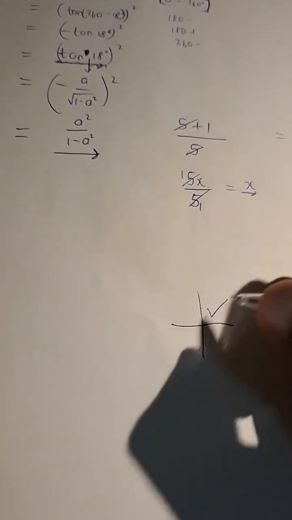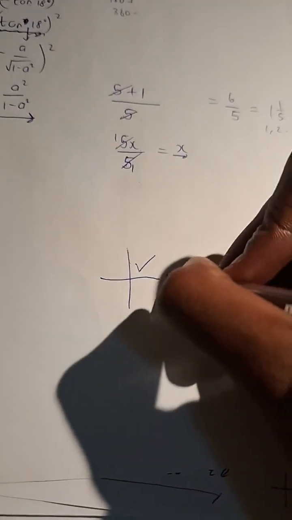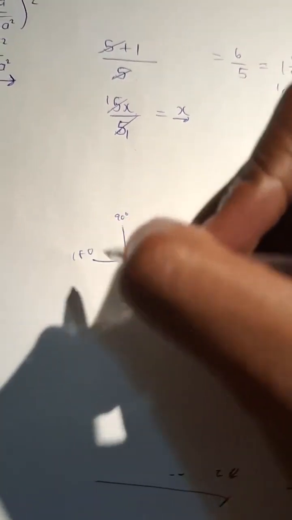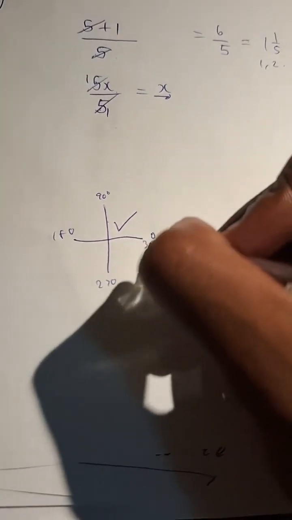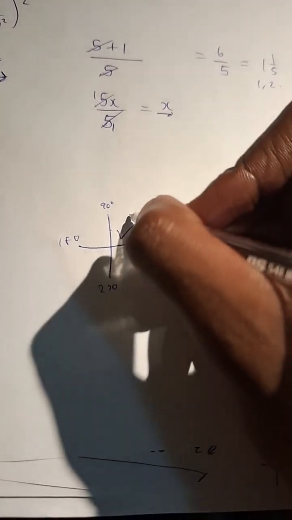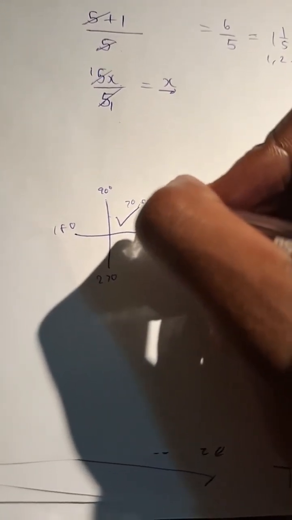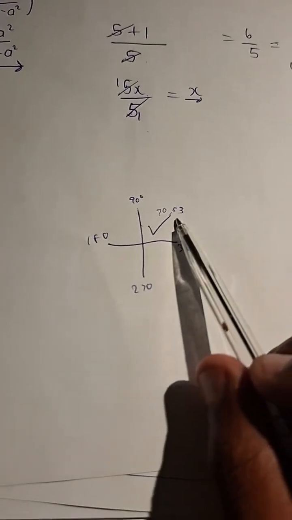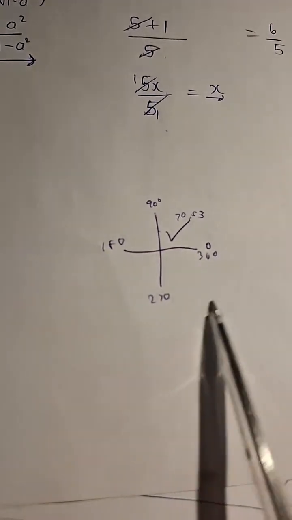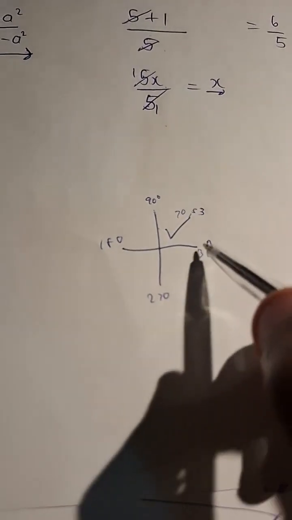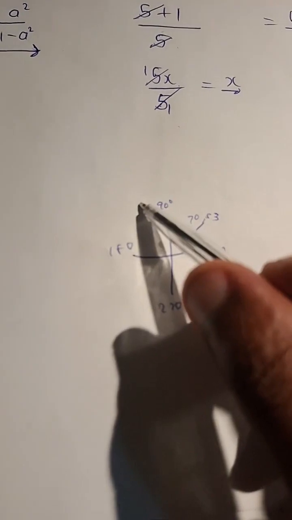Remember, that's in the first quadrant. So for 0, 90, 180, 270, 360, there's that solution in the first quadrant, which is 70.53 in the first revolution. But what if we continue in the second revolution?